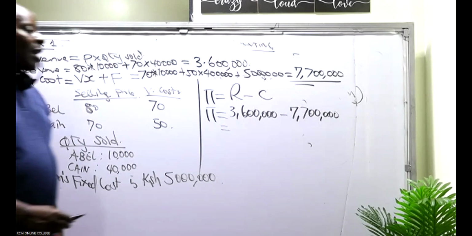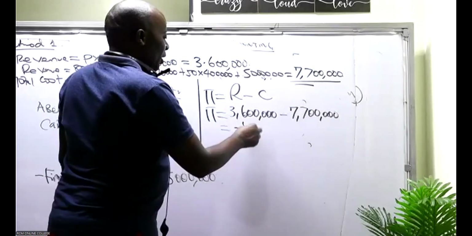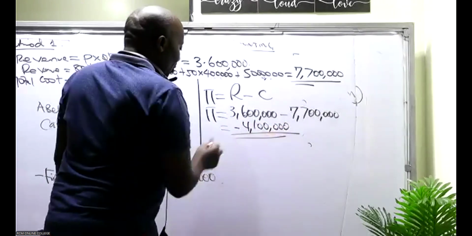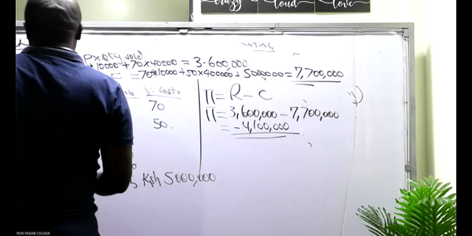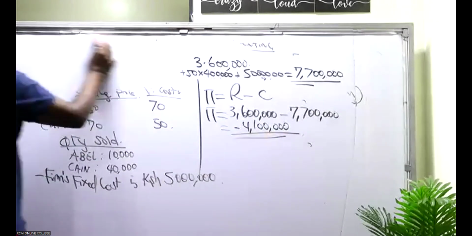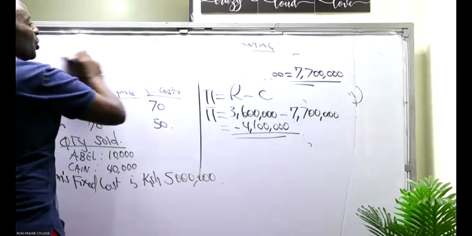Minus 4.1 million. This is how somebody would have done this mathematics, method 1. Now, method number 2, the second method, ladies and gentlemen, that I would have used to handle my multiple products.